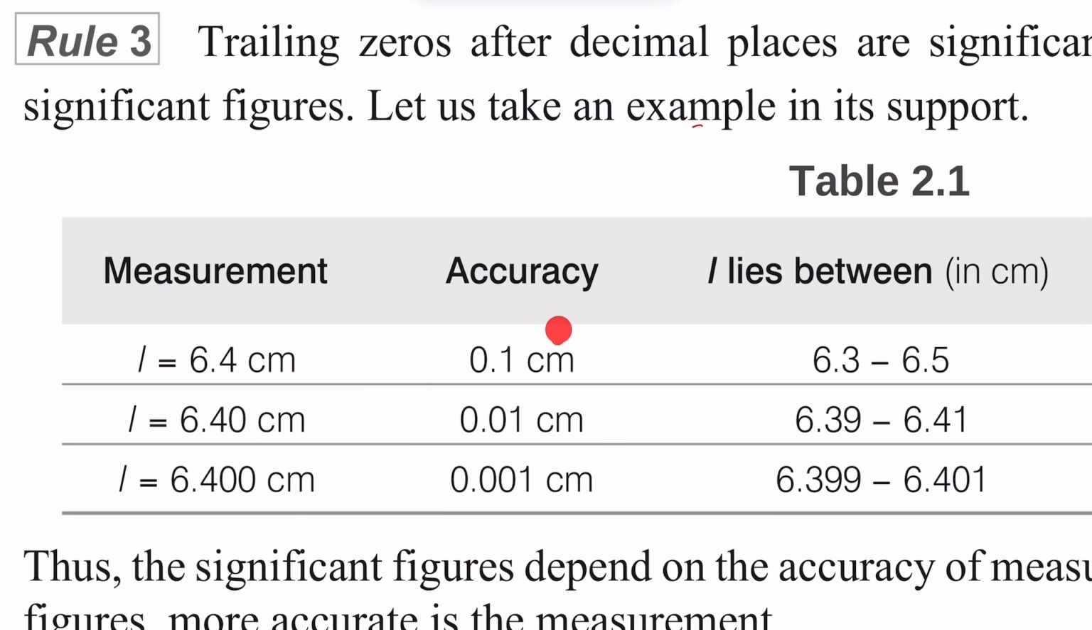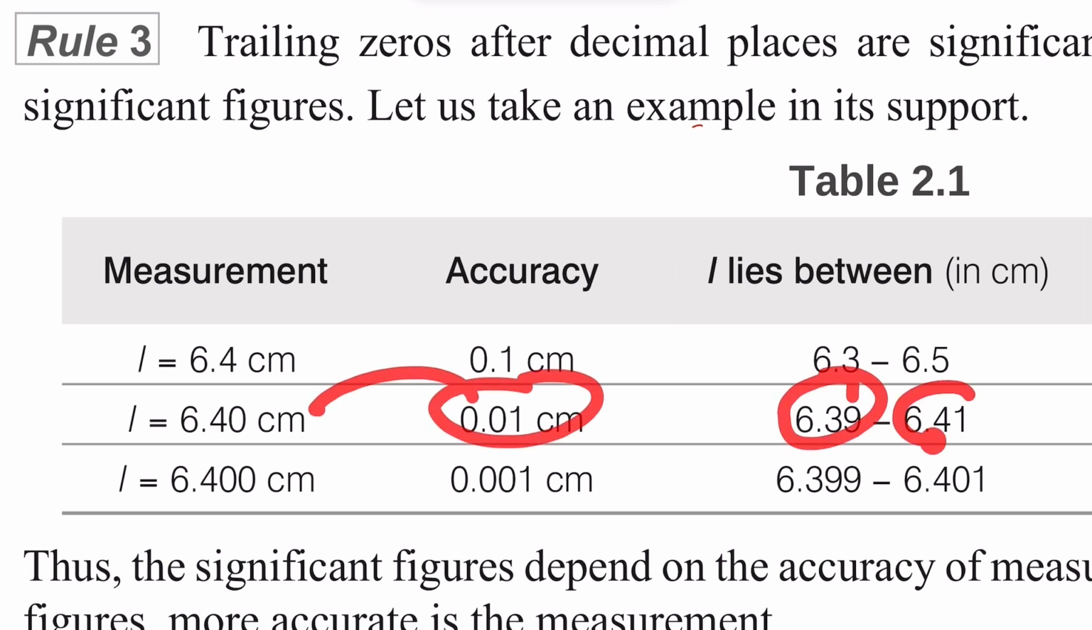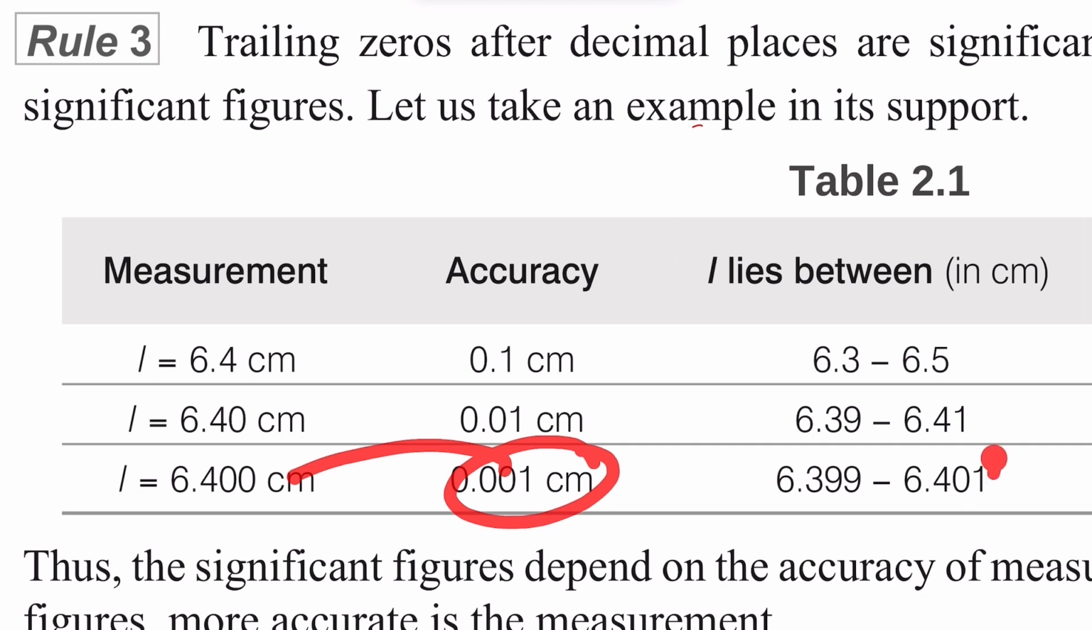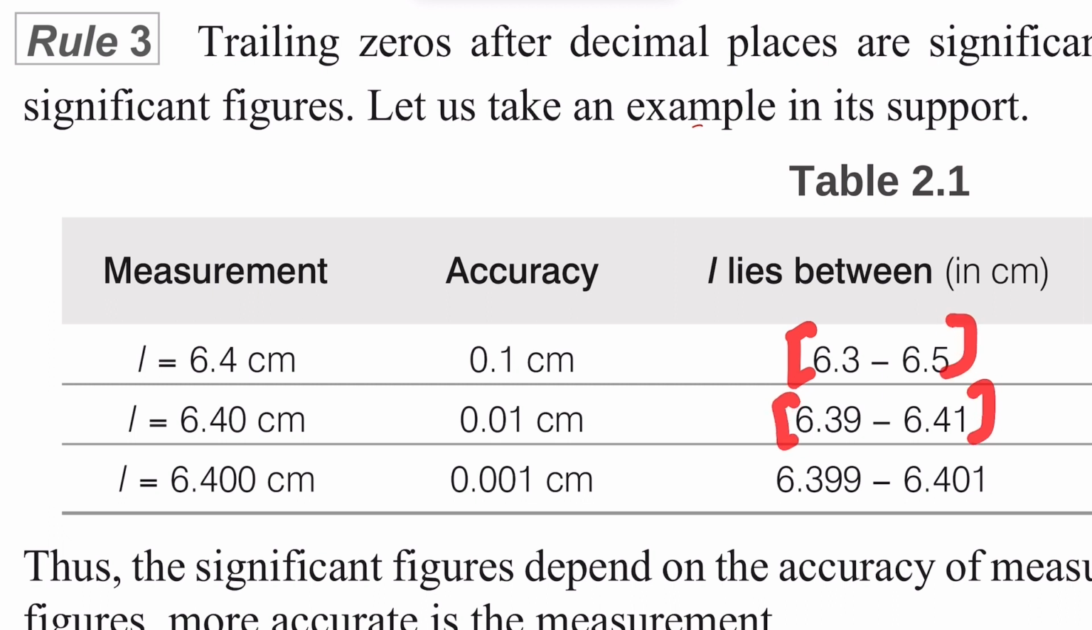So if you know the least count, the value may lie somewhere between. Subtract this from this, you get this. Add this to this, you get this. Likewise, subtract this from this, you get this. Add this value to this, you get this. So the values may lie within this range. So please understand all this.